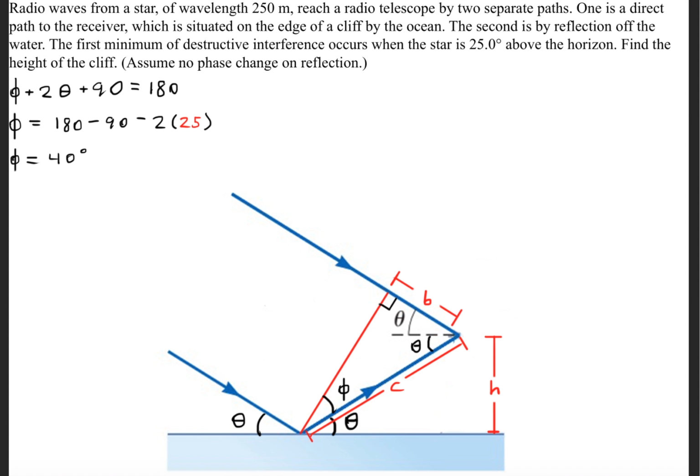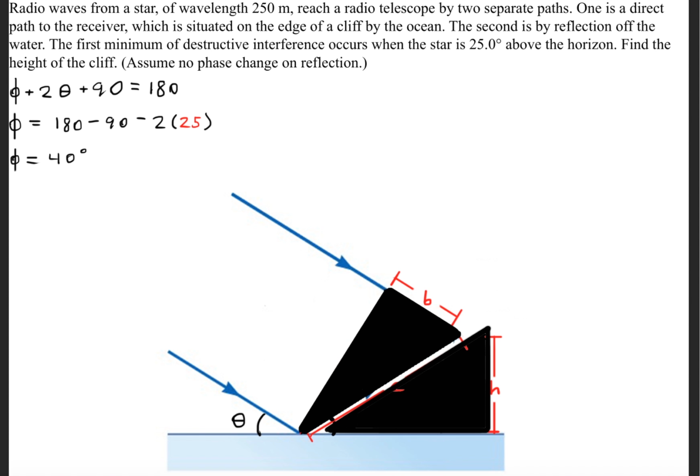The next thing I want to do is label this diagram just a little bit more. This right here is going to be symbolized by the letter B. We'll represent this length right here with the letter C, and our height we'll represent with the letter H. And just for future clarification, this right here is the direct path, and this right here is the reflected path.